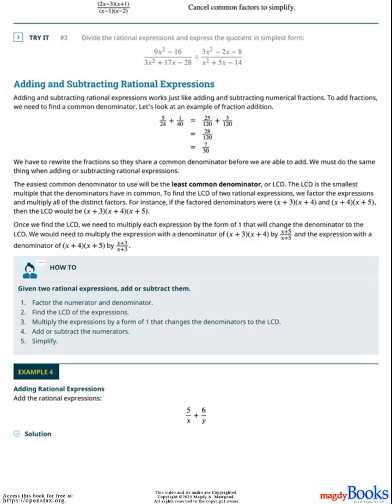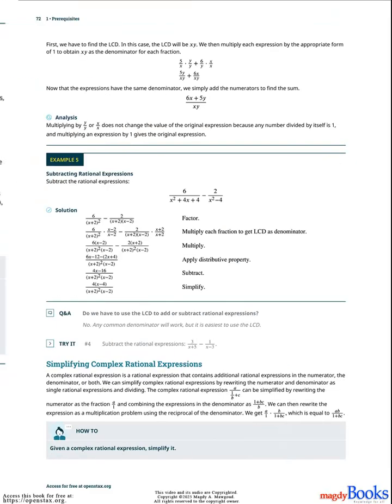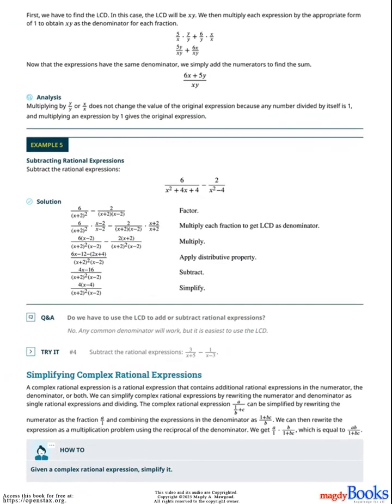Example 4. Adding rational expressions. Add the rational expressions. 5 over x plus 6 over y. Solution. First, we have to find the LCD. In this case, the LCD will be xy. We then multiply each expression by the appropriate form of 1 to obtain xy as the denominator for each fraction.